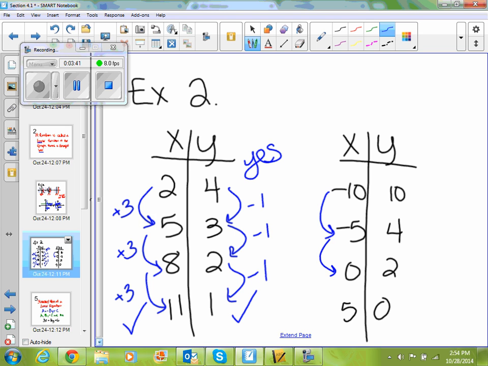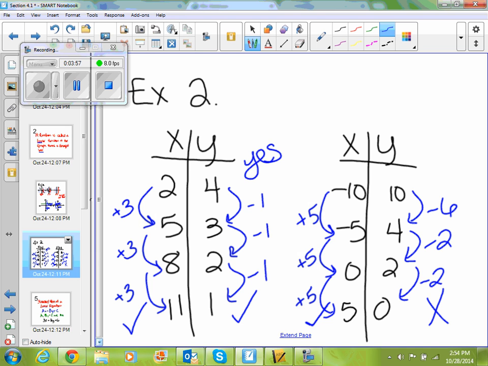So if I do this side, what do I have to do to get from negative 10 to negative 5? Add 5. Okay, so all my x's are good, that's what we want. Subtract 2, subtract 2. Obviously those are not the same, so then we'd say no. So they're either all the same, and then it's a yes, or if any one of them is different, then it's a no.